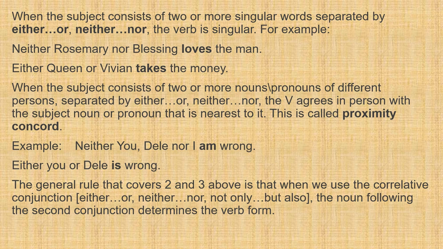So please, it's important. When the subject consists of two or more singular words separated by either or, neither nor, the verb is singular. However, when the subject consists of two or more nouns or pronouns of different persons separated by either or, neither nor, the verb agrees in person with the subject noun or pronoun that is nearest to it. This is called proximity concord. In proximity concord, we have different persons or numbers of the subject, that is either nouns or pronouns. When we talk of persons, I have explained that we have the first person, the second person, the third person. In English, we have first person singular, first person plural, second person singular, second person plural. Likewise, we have third person singular and third person plural.